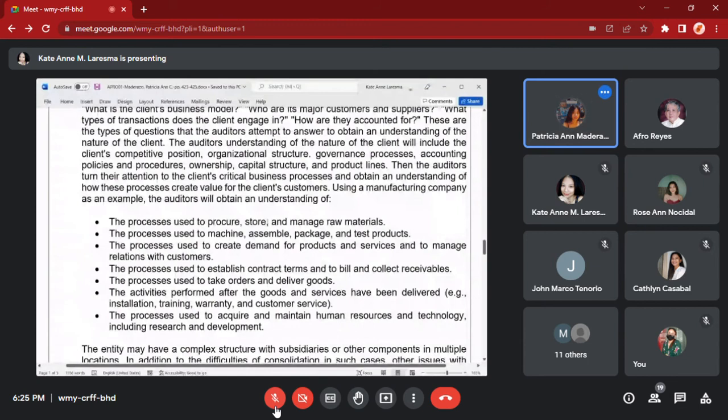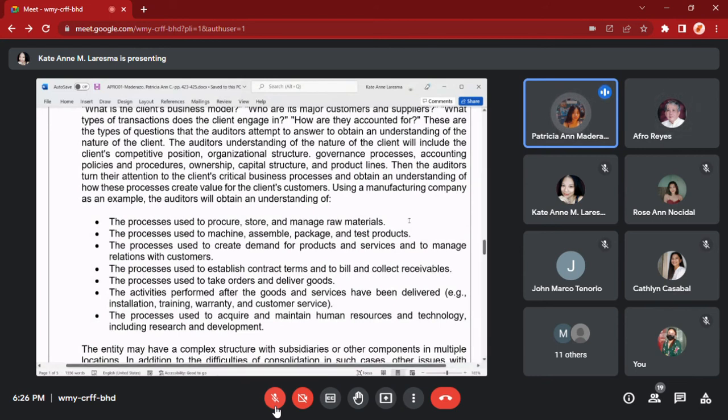procure, store, and manage raw materials. Second, the process used to machine, assemble, package, and test products. Third is the process used to create demand for products and services and to manage relations with customers. The process used to establish contract terms and to bill and collect receivables. The process used to take orders and deliver goods. The activities performed after the goods and services have been delivered.